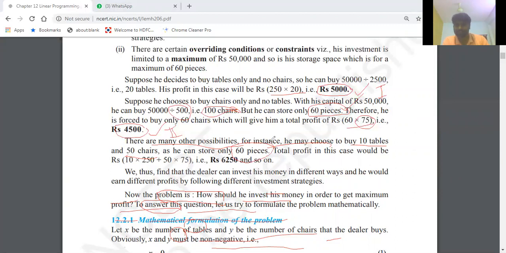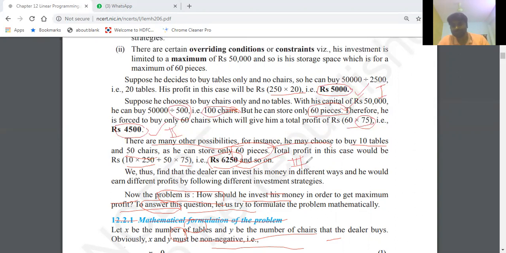Now how much profit are you going to get? 10 tables, 10 into 250, 250 rupees is profit per table. 75 rupees is profit per chair. How much are you going to earn? 6,250. Oh my God. You are going to get maximum profit in this case only. Correct or not?